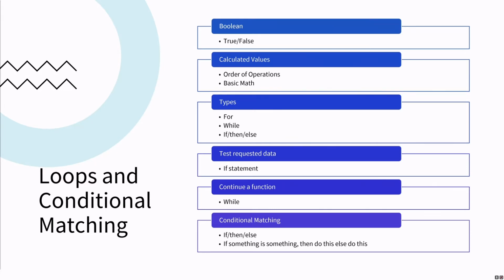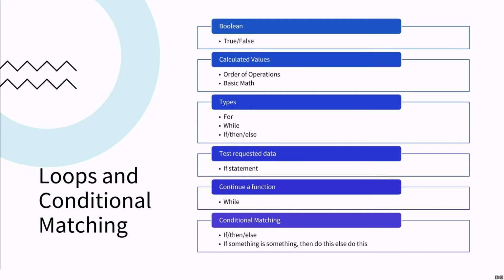The different types of loops are for, while, and if, then, else. An example, if we wanted to write an if statement, we could test requested data. So if a variable is equal to, let's say, an integer, or the length of a list is equal to a specific integer, then it would do something.